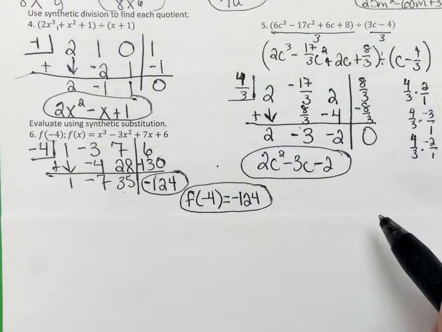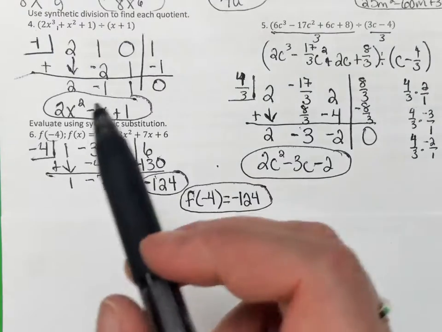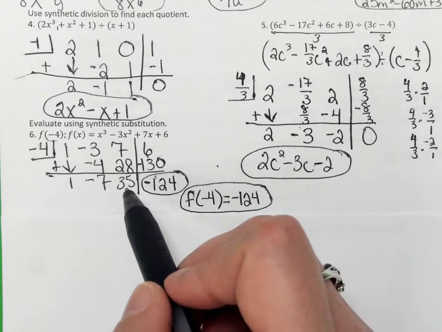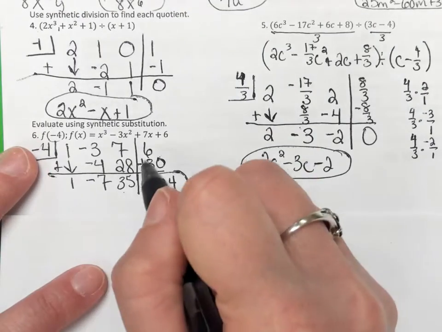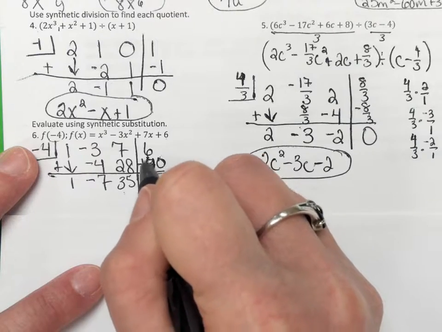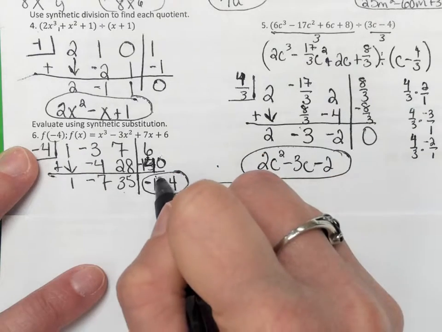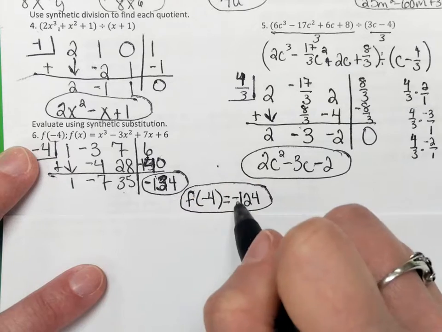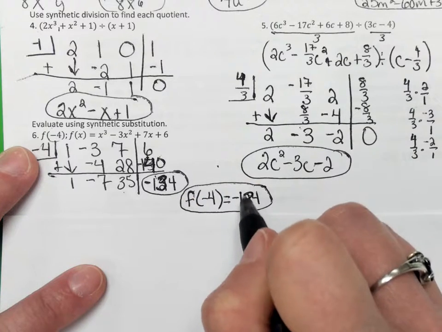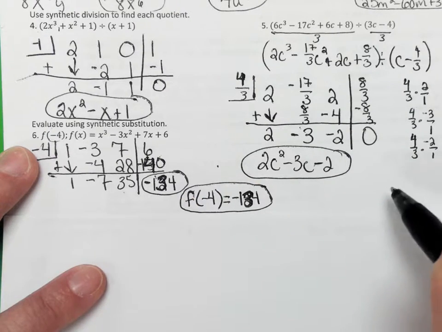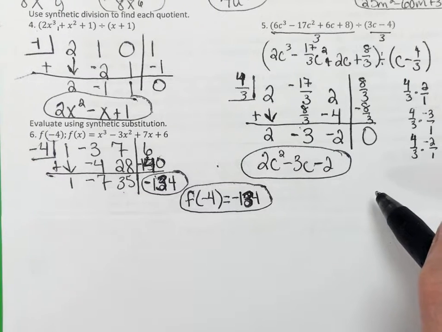Yes, ma'am? -4 times -30, or times 35 is -140. Is it 140? It's a -134. There we go. I plugged it in, and that's the answer I got. Yeah, I just didn't add my 1 over when I multiplied. There we go. Sorry about that.